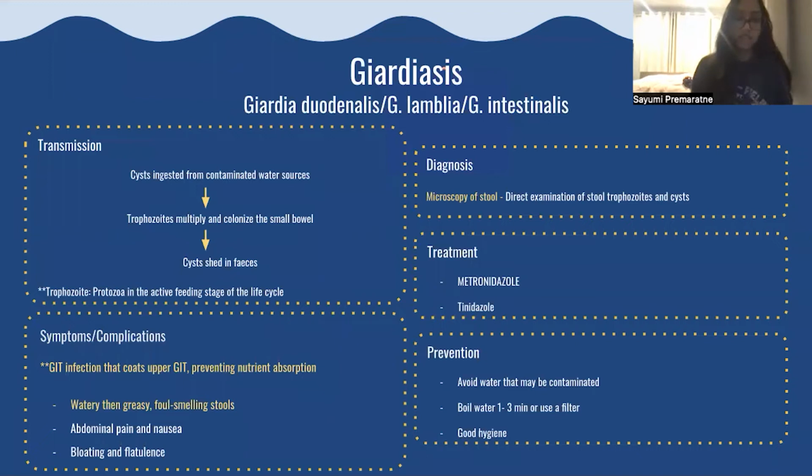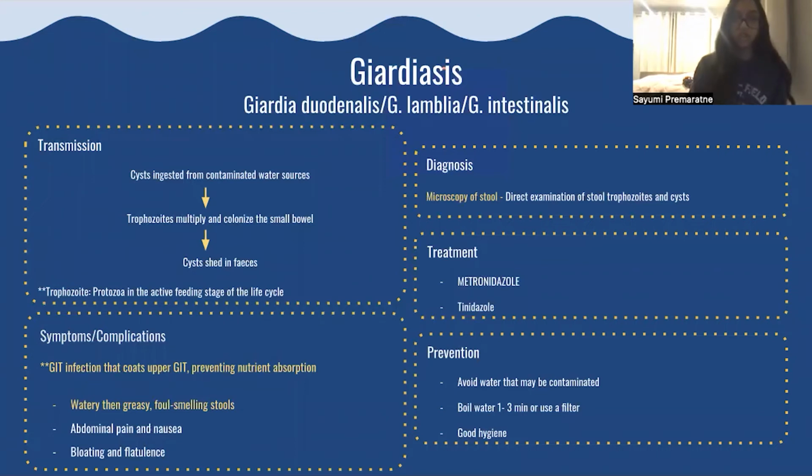In terms of the transmission, the cysts are going to be in contaminated water sources, and a trophozoite, which is just a protozoa that's in the active feeding stage of the life cycle, will multiply and colonize the small intestine, and then the cysts will shed in your feces. Because this parasite mainly infects your upper GIT, a big feature is the prevention of nutrient absorption.